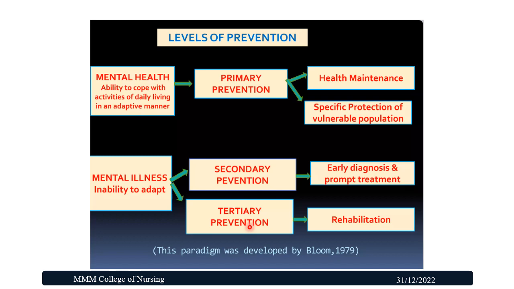In tertiary prevention, it is targeted on those individuals with mental illness who have not fully recovered from it and are showing some disability associated with the mental illness. So here it focuses on rehabilitation, which is a process of enabling the individual to return to his near normal level of functioning.